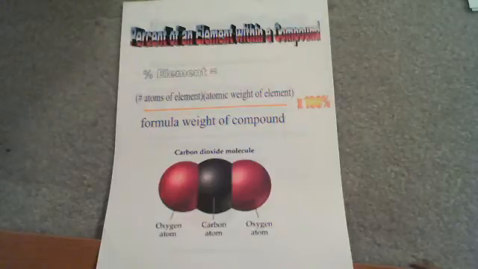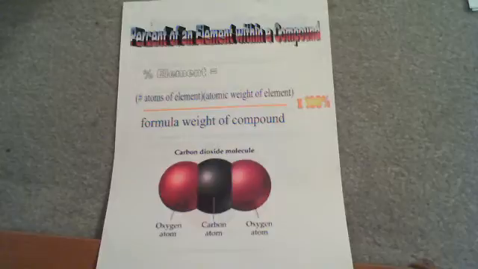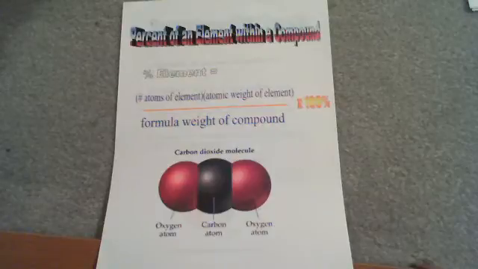The number of atoms is the subscript next to the element. The atomic weight is the mass of an atom of the element, which is measured in atomic mass units. This is the number below a given element on the periodic table. The formula weight of the compound, also known as the molecular mass, is the combined atomic weight of all the atoms of each element in that sample.